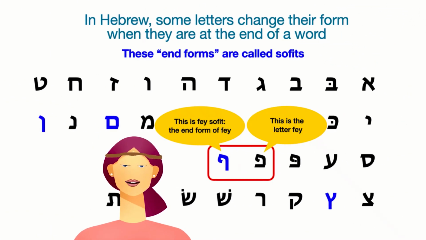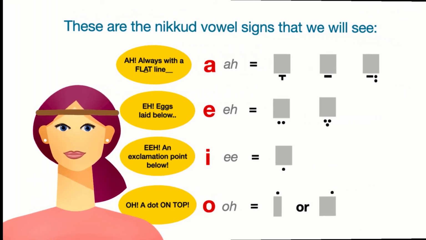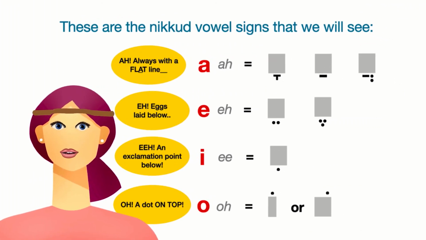And you now know Fe sofit, the end form of the letter Fe. So you know that when the F sound is the last sound of a word, we write the sofit form of the letter Fe. You have also seen more examples of nikud vowel signs.